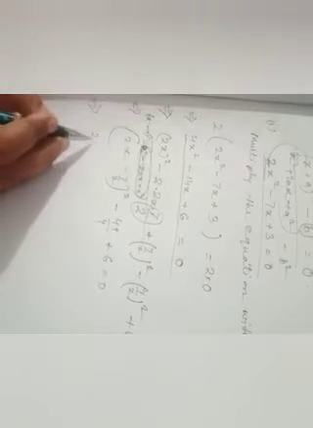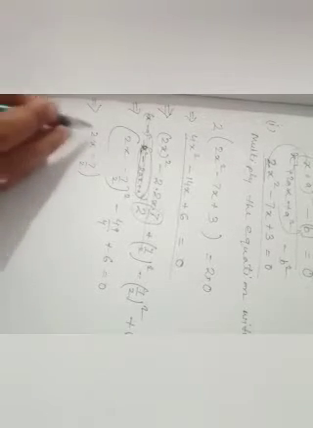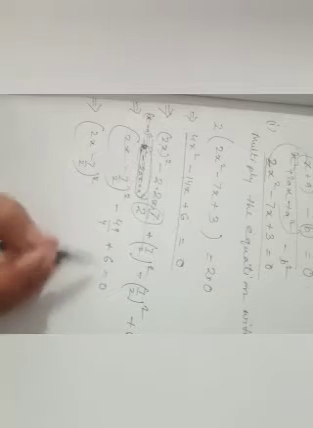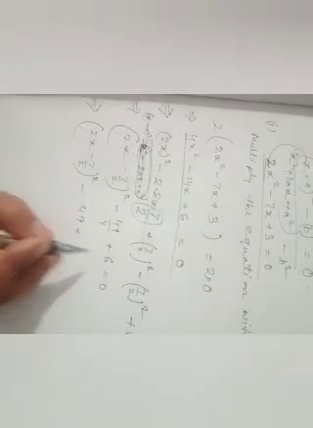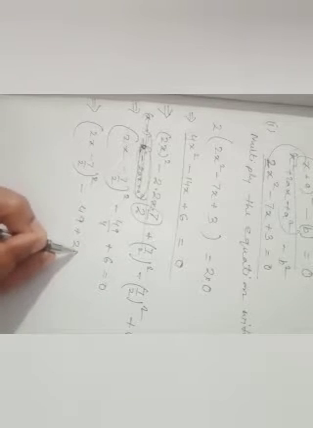Our next step: 2x minus 7 by 2 whole square. Now simplify this. By simplifying, 6 fours are 24. The LCM is 4.